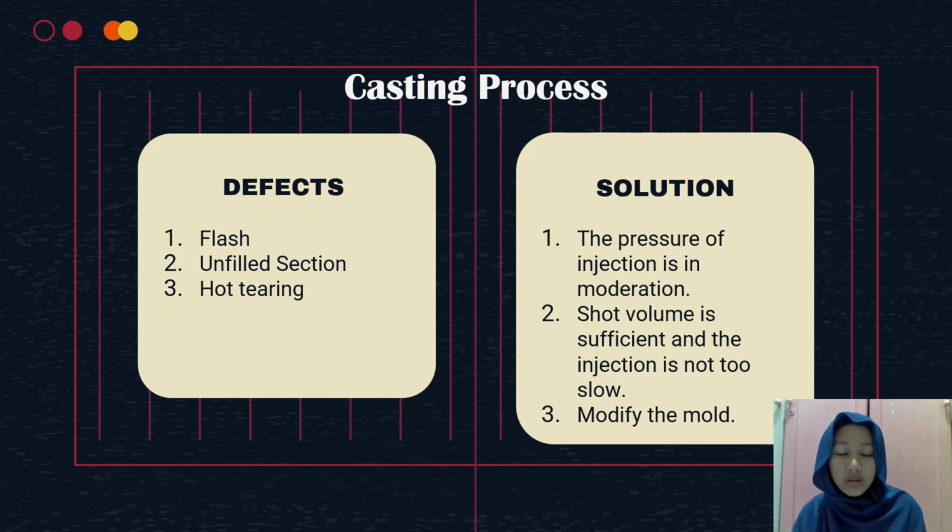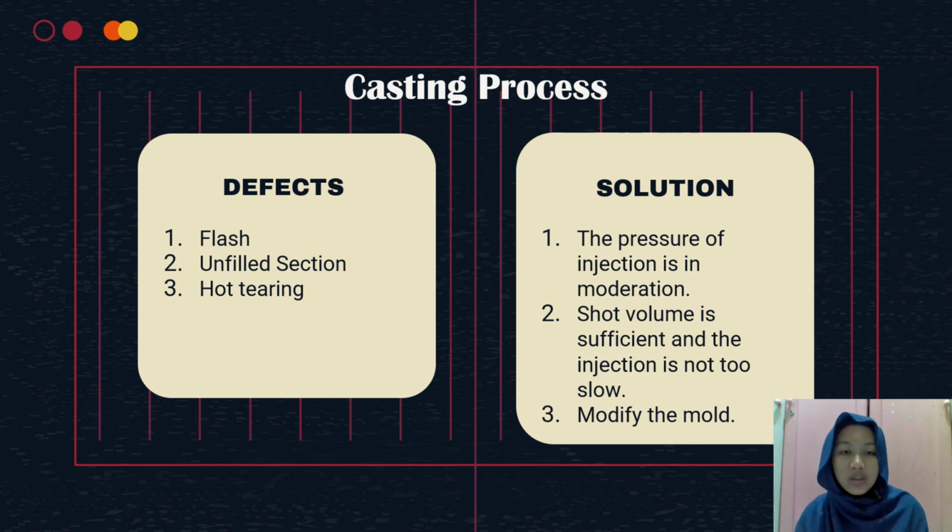Okay, so the first one is flash defects. Flash defect was caused by the pressure of injection being too high and the force of grab being too low. Okay, so the solution to solve this defect is to make sure that the pressure of injection is at a moderate level. That means it's not too low and it's not too high.